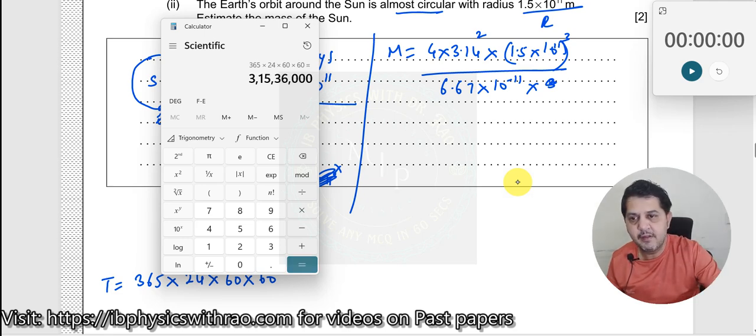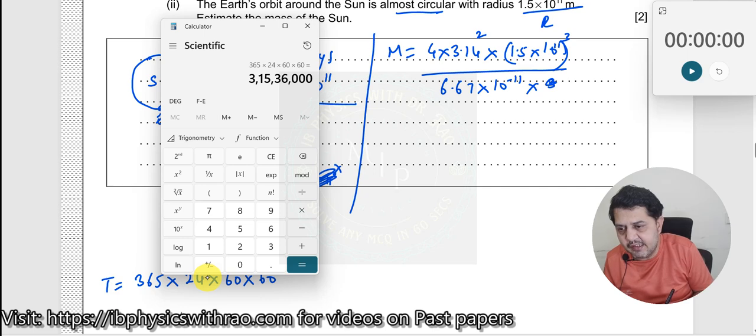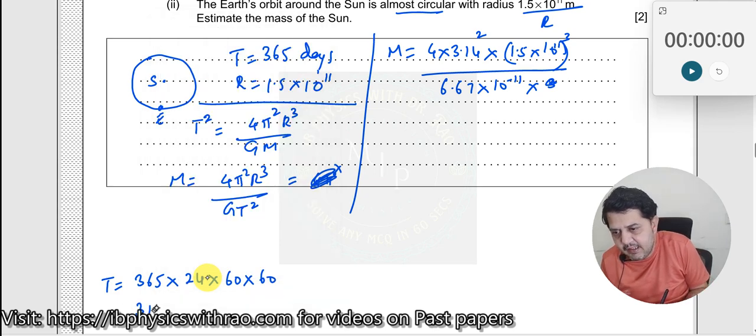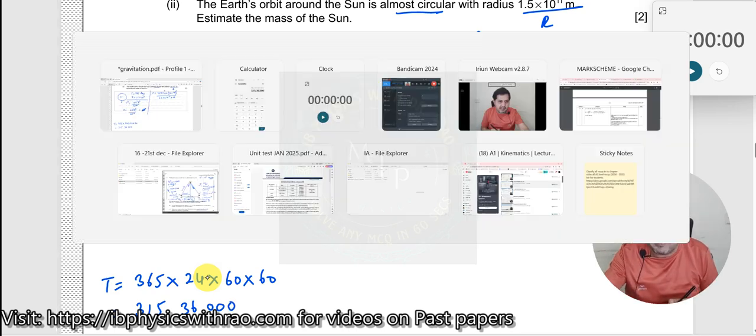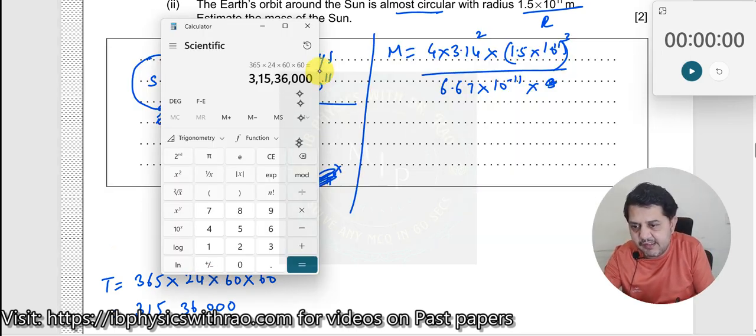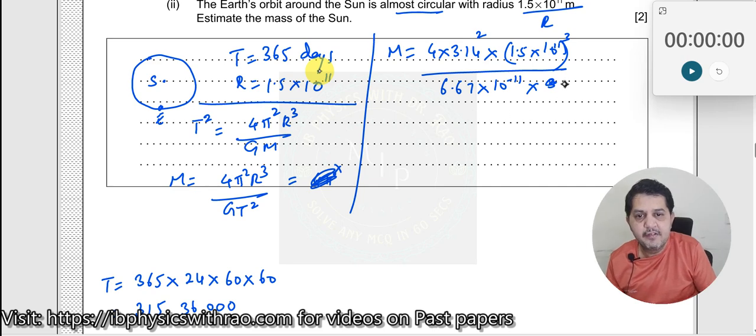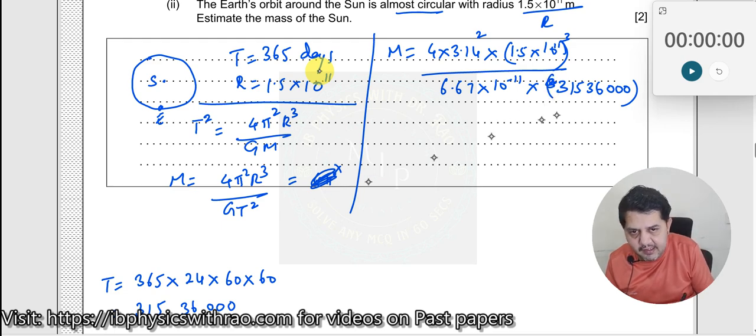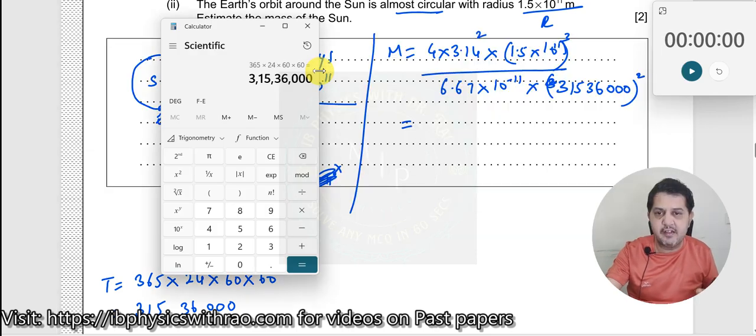I get 31536000. Let me verify it once again. 31536000. I am right. I'll write down here 31536000. And is there a square here? There is a square over here. Now let us calculate the whole thing using our calculator.